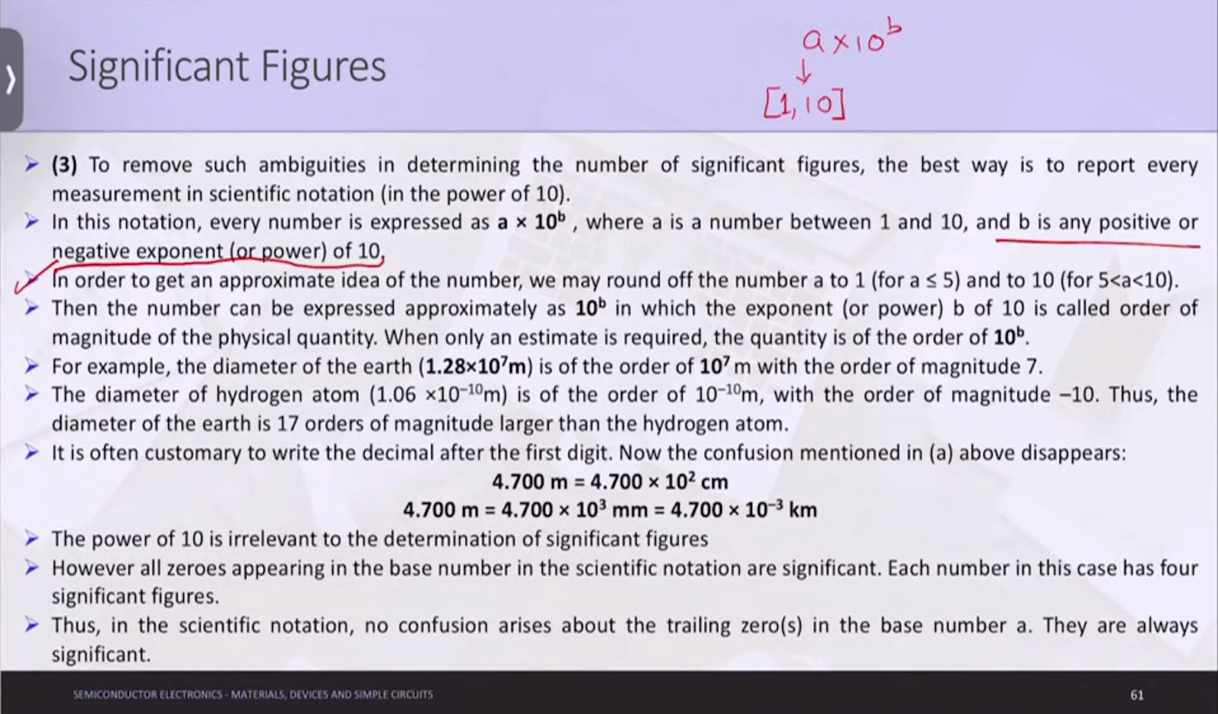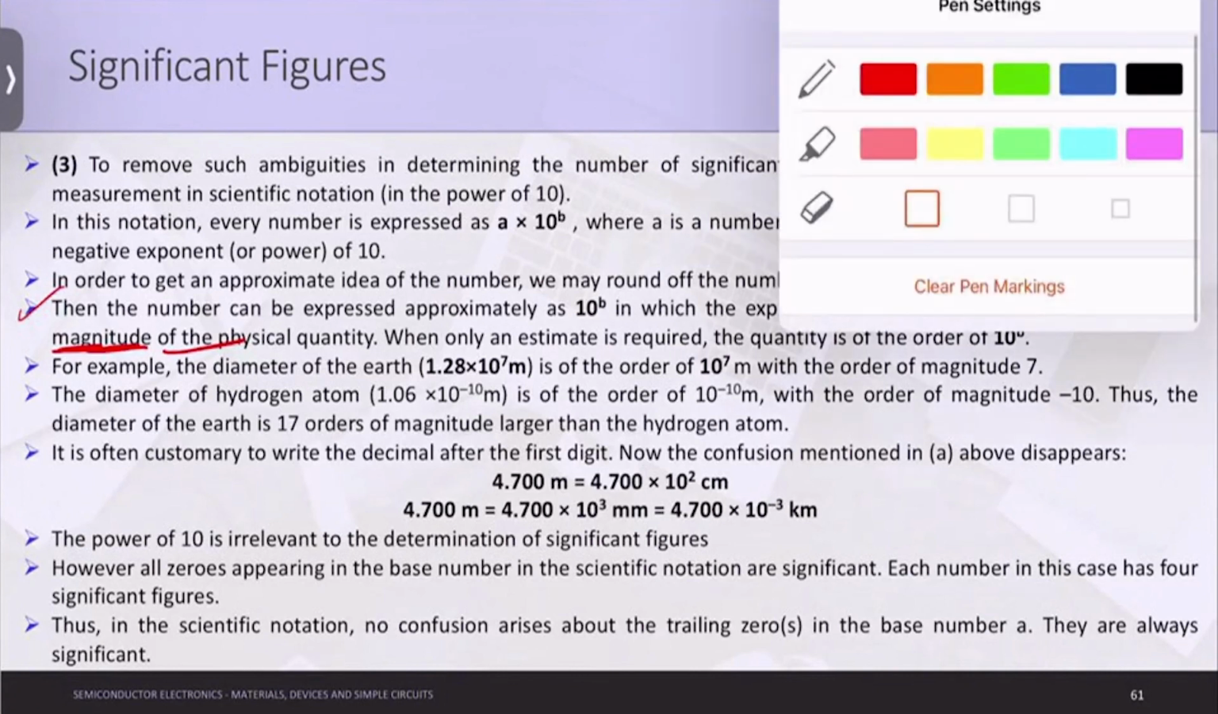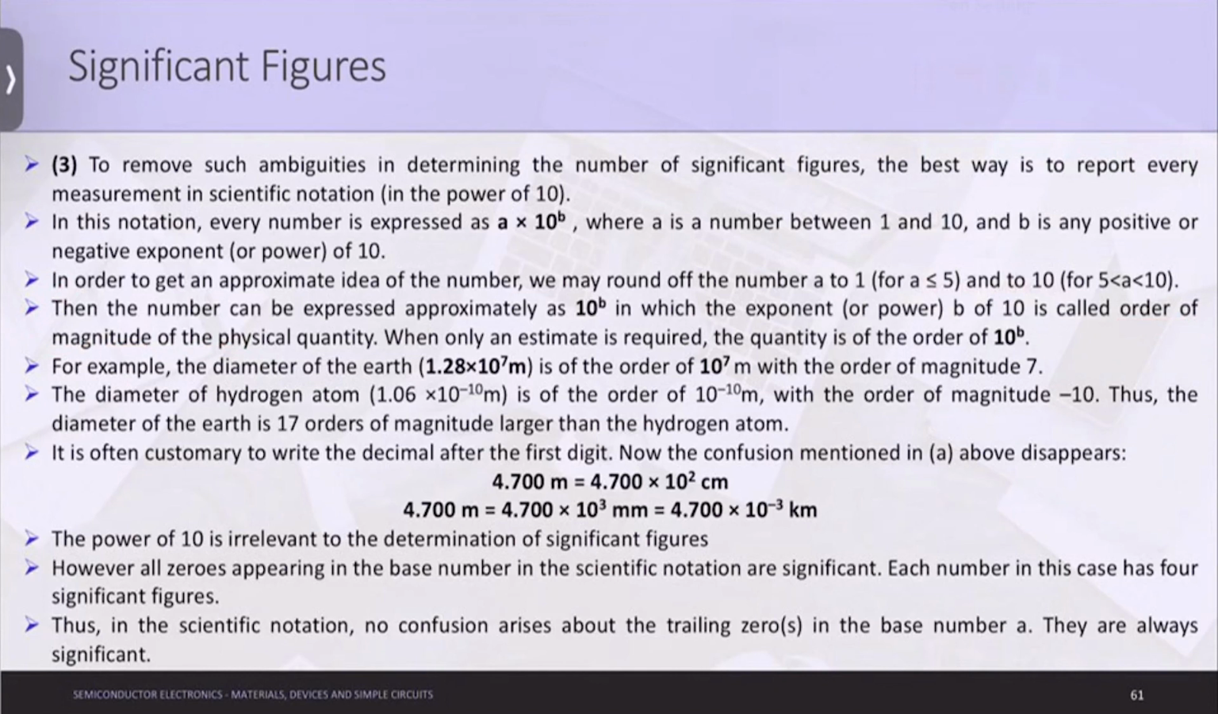How that rounding off is done, there will be several examples in the subsequent slides. I will make sure that you understand this concept. For now, please understand it as a fact. The next line states that the number can be expressed approximately as 10 to the power b, in which the exponent or power b of 10 is called the order of magnitude of the physical quantity. This term will be used in 11th class, 12th class, and in any higher studies. Everything will involve order of magnitudes, so please understand this concept carefully.